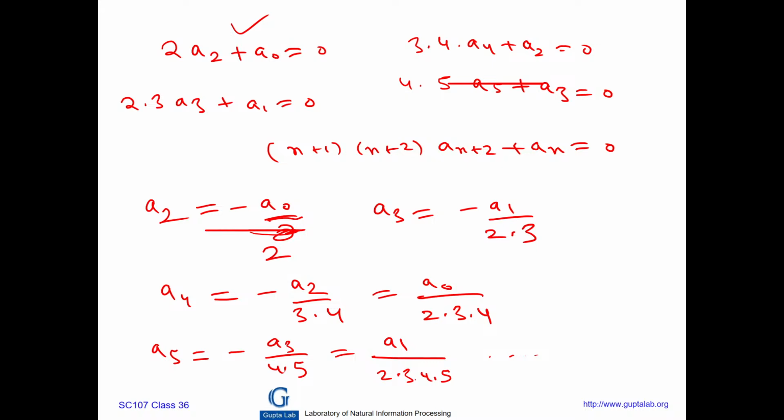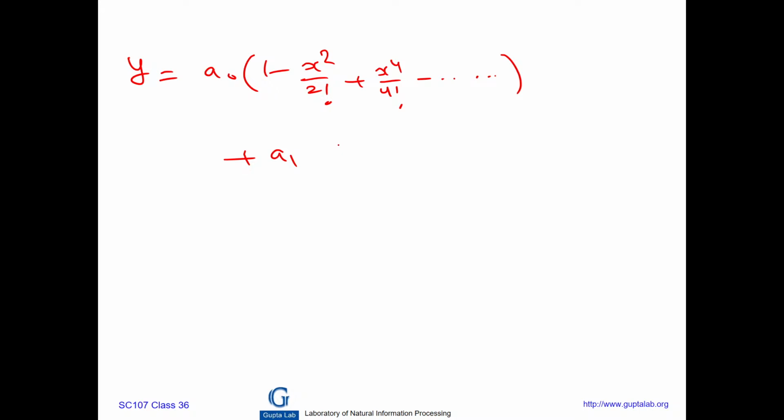So that means I can separate these two coefficients. Basically the solution will be A0 times 1 minus x squared by factorial 2 plus x raised to power 4 by factorial 4 minus plus, and A1 times x minus x cube by factorial 3 plus x raised to power 5 by factorial 5 minus and so on. Everything is expressed in two coefficients A0 and A1, right?